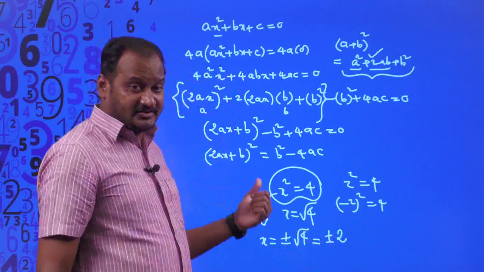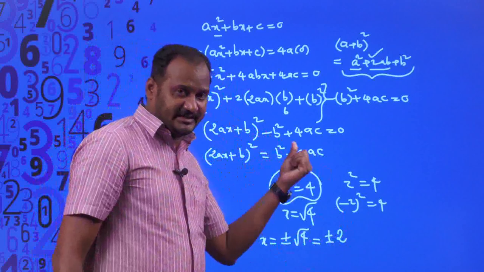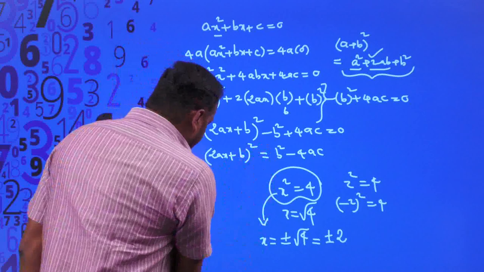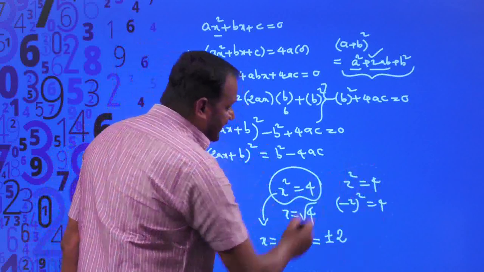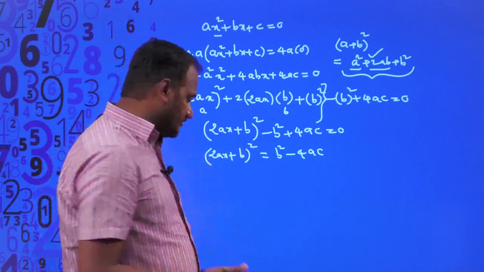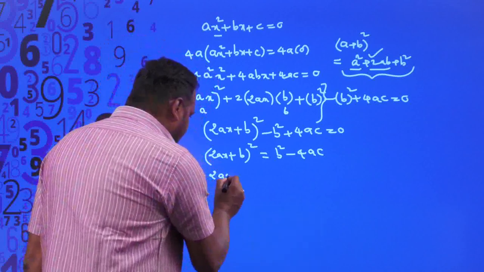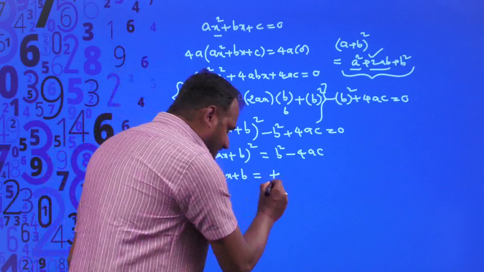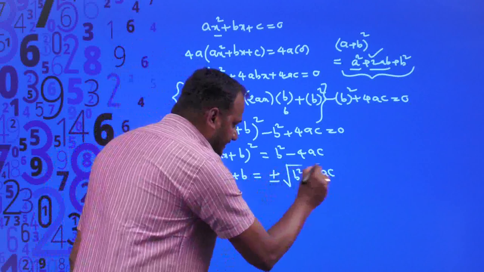Hope you understand what I am trying to tell you, because this is 2ax plus b whole square is equal to b square minus 4ac. You are going to find out the value of x. For that, you will have to remove the square. So when you remove the square, you will have to put plus or minus square root. Please be very careful, okay? We cannot take only the positive square root. It can be the negative square root also. So you can take the value here that 2ax plus b is going to be plus or minus square root b square minus 4ac.